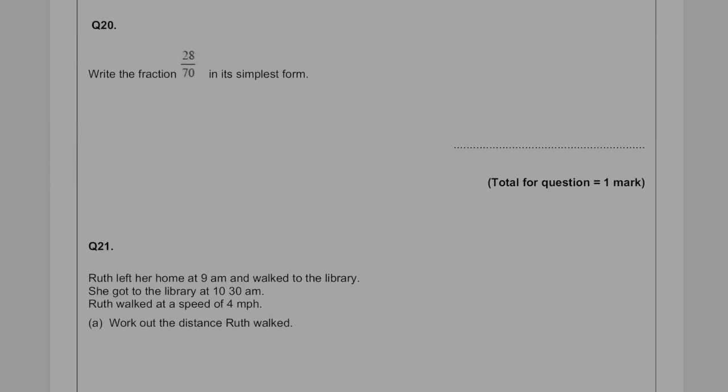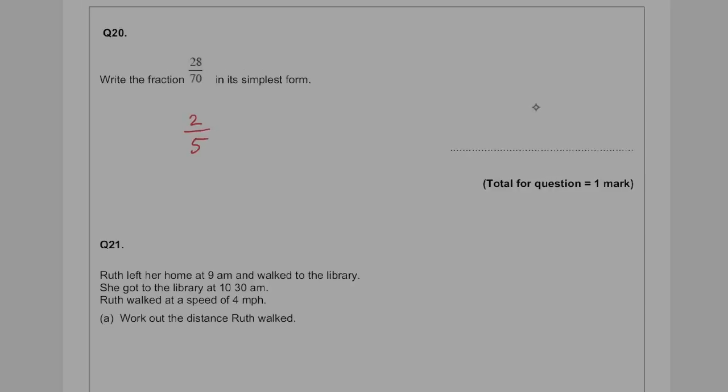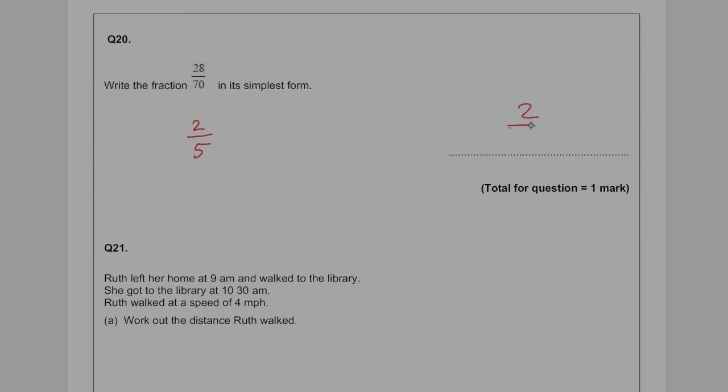Question 20. Write the fraction 28 out of 70 in its simplest form. So I actually think that 14s go into both those numbers. 14 will go twice into 28 and 5 times into 70. So I'm going 2 out of 5. If you couldn't spot 14, there's nothing wrong with doing 7 first of all. So I'll do that as a kind of semi-step. If I'd done by 7, 7 goes 4 times into 28 and 10 times into 70. And then we simplify by a factor of 2.